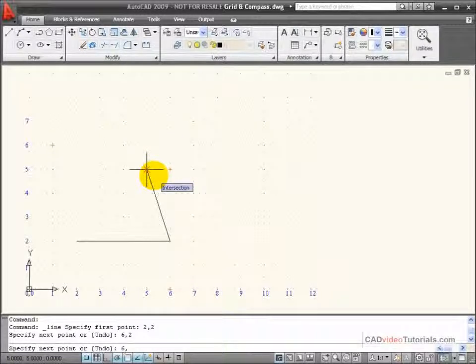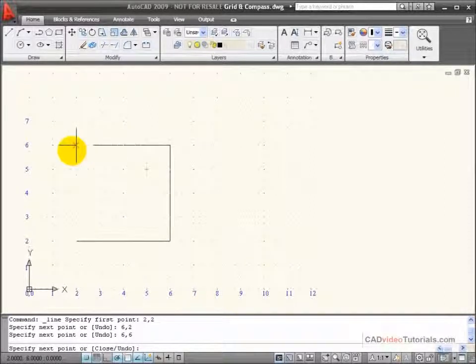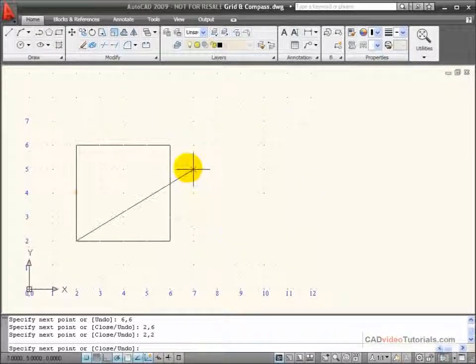Absolute coordinates are always measured from the 0, 0 point. I want to draw another line that's 4 units going to the left here, and the endpoint would be designated by 2 on the x and 6 on the y. 2, 6. And if I want to end and draw this as a square, I would be going back to 2, 2, the absolute value of my starting point, and I can end that.